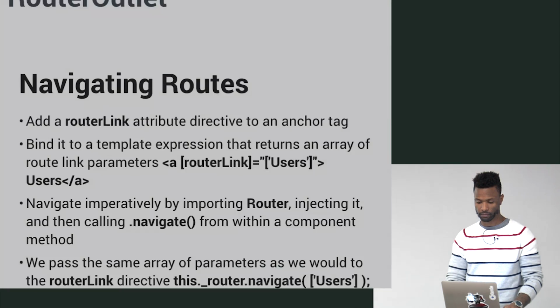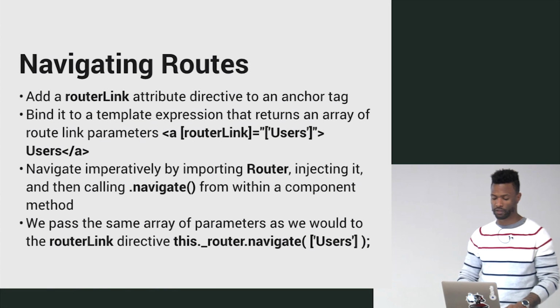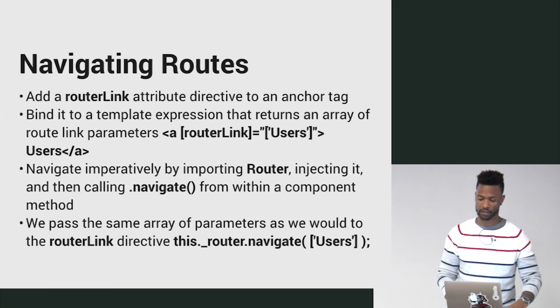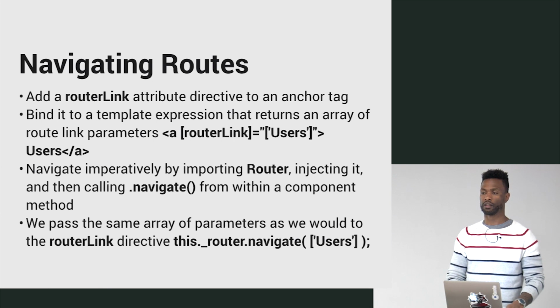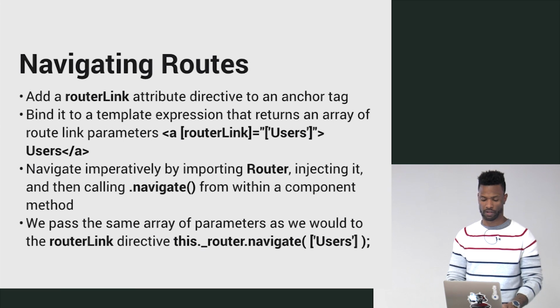So your routerLink is a directive. You can decorate anchor tags and other things, and then pass in the name of the component that you want to navigate to as an array. Why it's an array? Implementation detail, not sure.